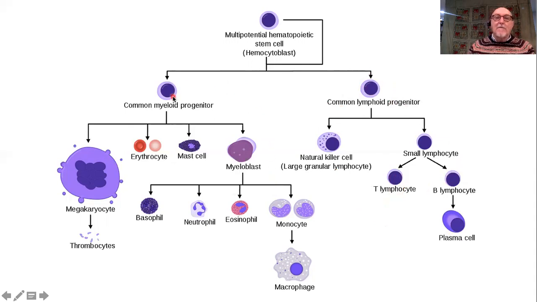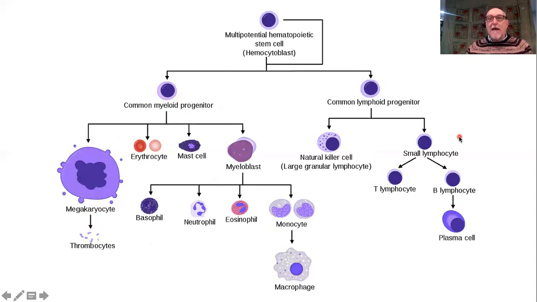The other line of development is all of the others. Red blood cells, lots of different kinds of leukocytes, and the thrombocytes. They all proceed from this ancestor here. So this one has progeny, either this or this. This one here has lots and lots of divisions and progeny, and produces all of these. This one produces the lymphoid cells.